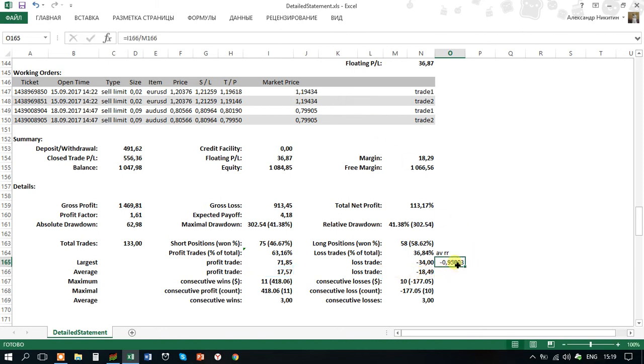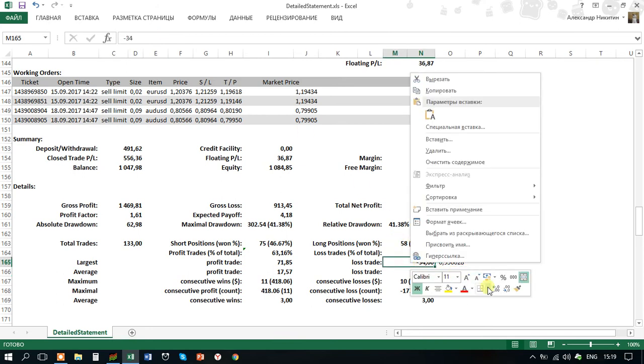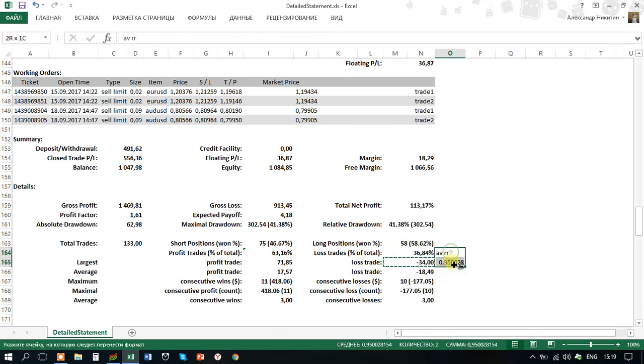Okay, it is negative. Let me make it this. Okay. Done. So the average risk to reward is 0.95. So actually it is not 1-to-1. 0.95.